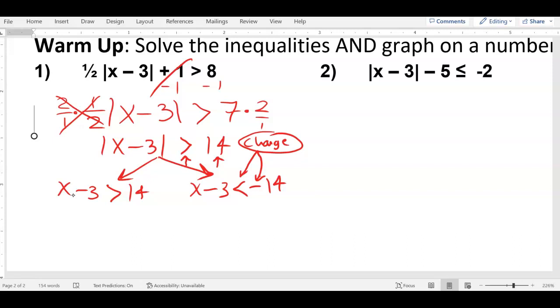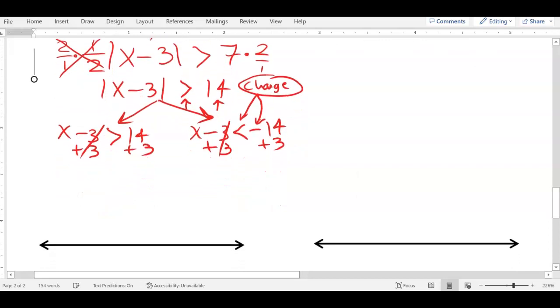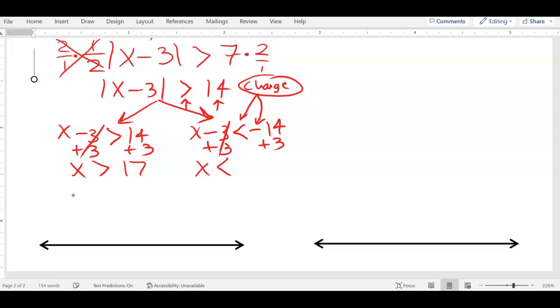Now, all you got to do is solve these two. And on each of these, I have x minus 3. So to get rid of that minus 3, I add 3 to both sides. I add 3 to both sides. All right, here we go. So x is greater than 14 plus 3 is 17. And then on this side, x is less than negative 14 plus 3 is negative 11.